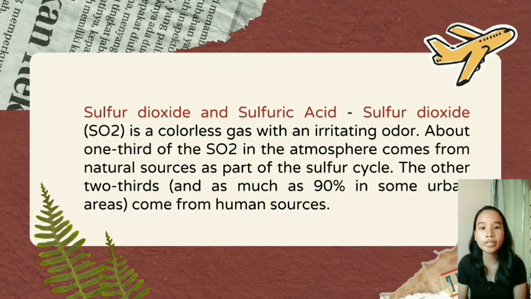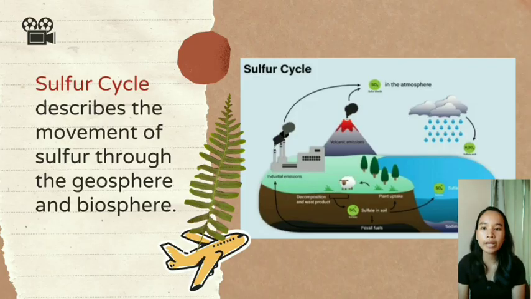and oil refining and smelting of sulfide ores. So to understand more, let us also discuss what is a sulfur cycle. The sulfur cycle describes the movement of sulfur through the geosphere and biosphere. An example is when sulfur is released from rocks through weathering and then assimilated by microbes and plants. It is then passed up the food chain, assimilated by plants and animals, and released when they decompose.